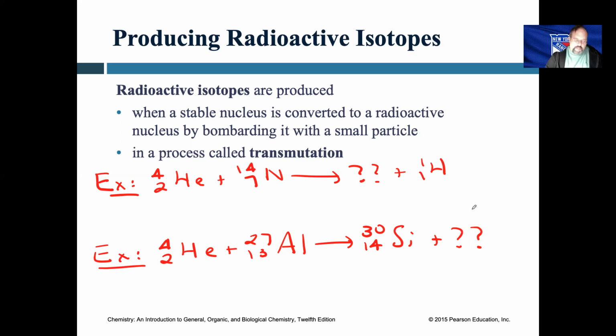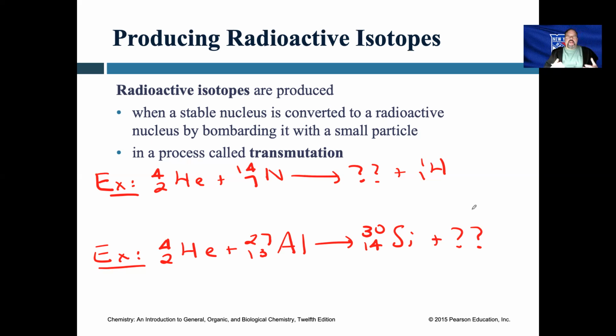So in our first example, we have nitrogen with a mass number of 14. Nitrogen-14 is a non-radioactive isotope. If we bombard it with alpha particles, we're going to convert that into a radioactive isotope, and protons are going to be released as well. So the question is, what is the identity of this new radioactive isotope?